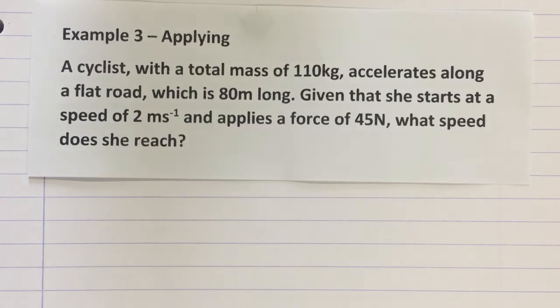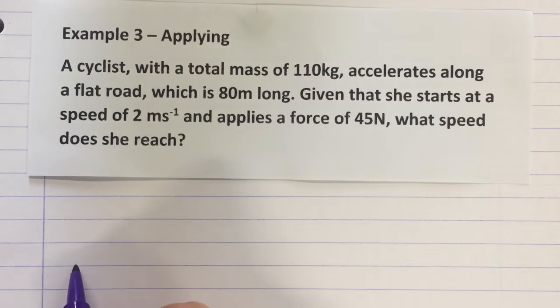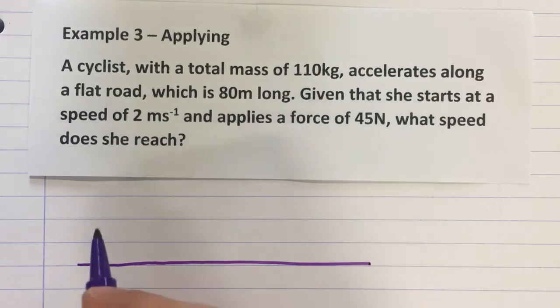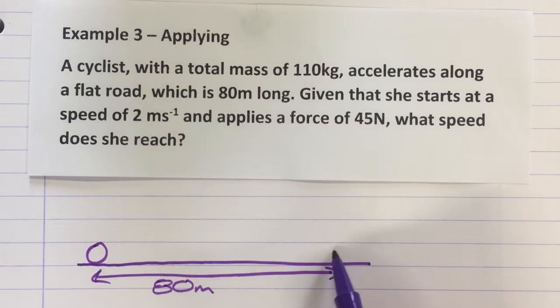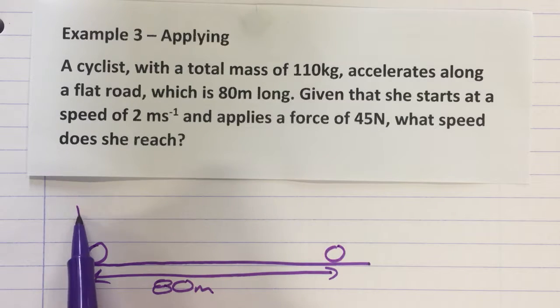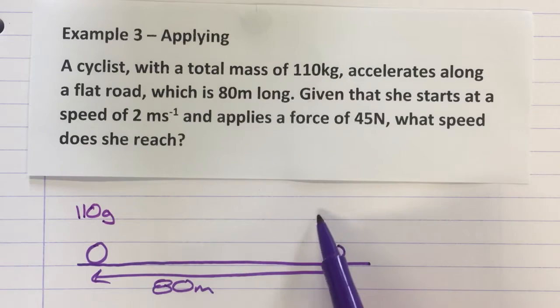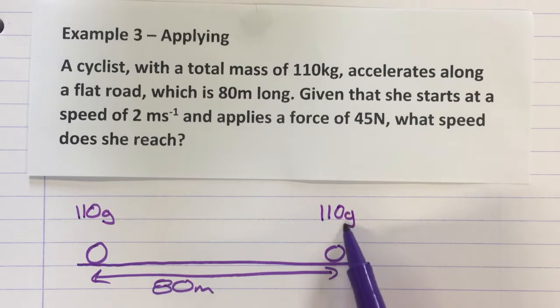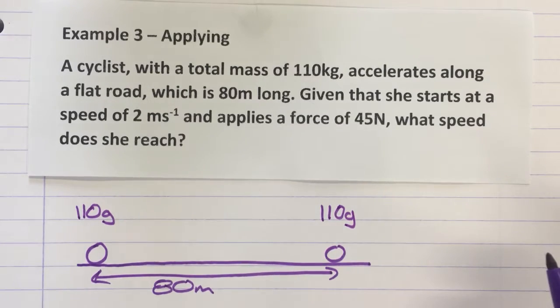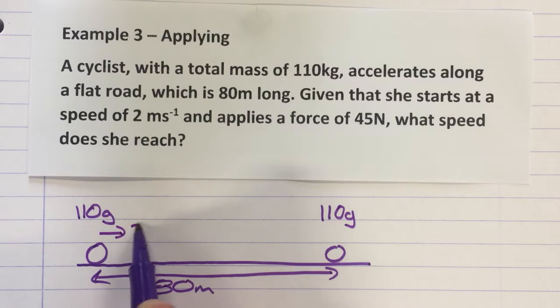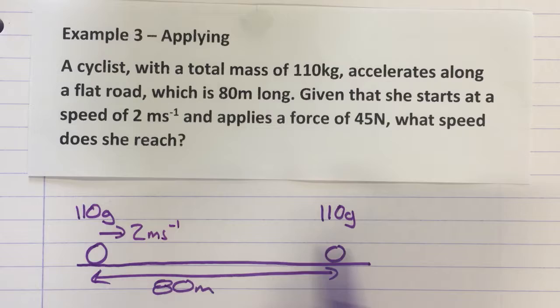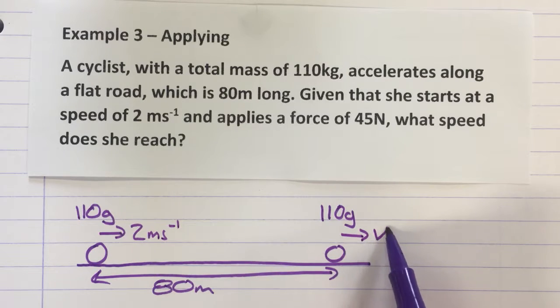As with any good mechanics question, the way to start is with a diagram. So we've got our 80-meter stretch here, and we have our cyclist who is 110, has a weight of 110 g's at either end, and we have an initial velocity of 2 meters per second and a final velocity that we do not yet know.